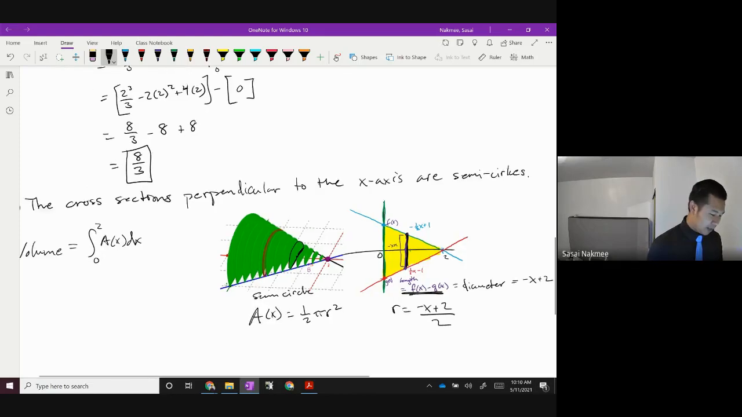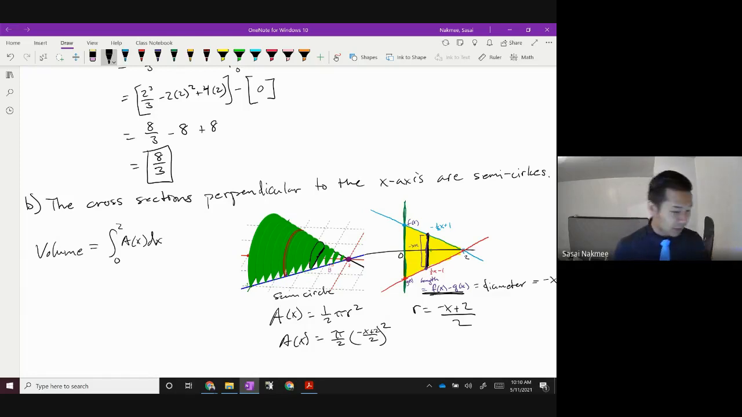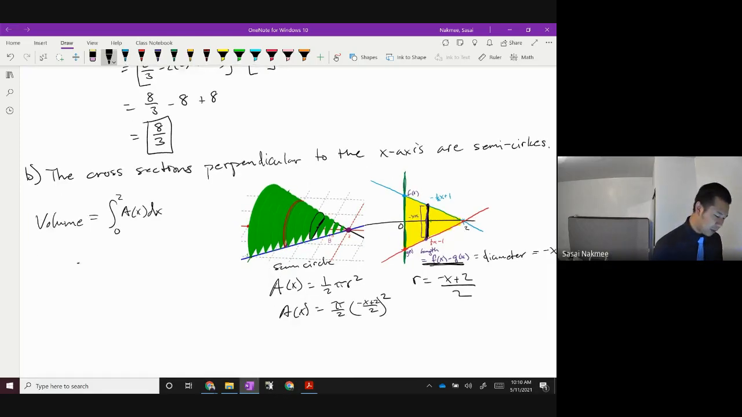For that to be the case, right, we just plug that in here. So my area function is going to be equal to, I'm going to put this as one whole thing instead of 1/2 pi. I'm going to write that as pi over 2. And my radius is going to be negative x plus 2, but in order to calculate the area, I'm going to have to square that. So when I do this integral, this is going to be the integral from 0 to 2 of pi over 2 times negative x plus 2 over 2 squared dx.